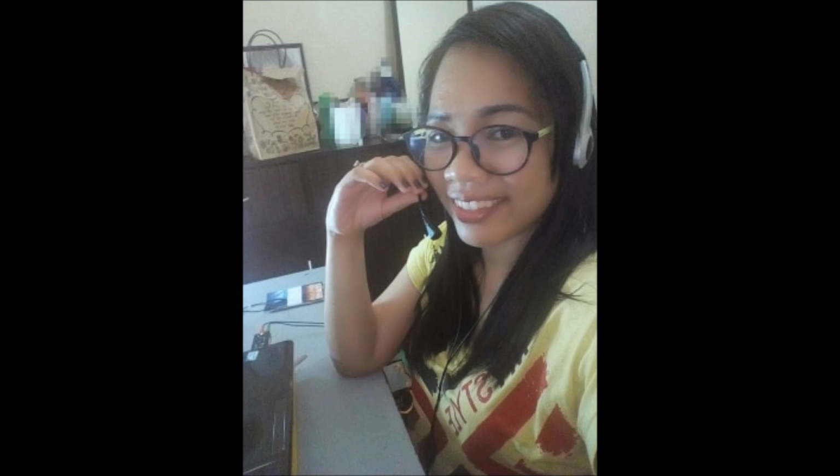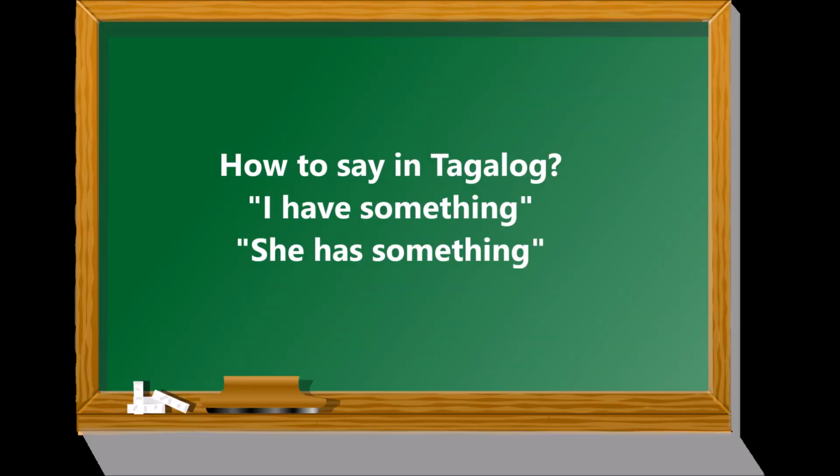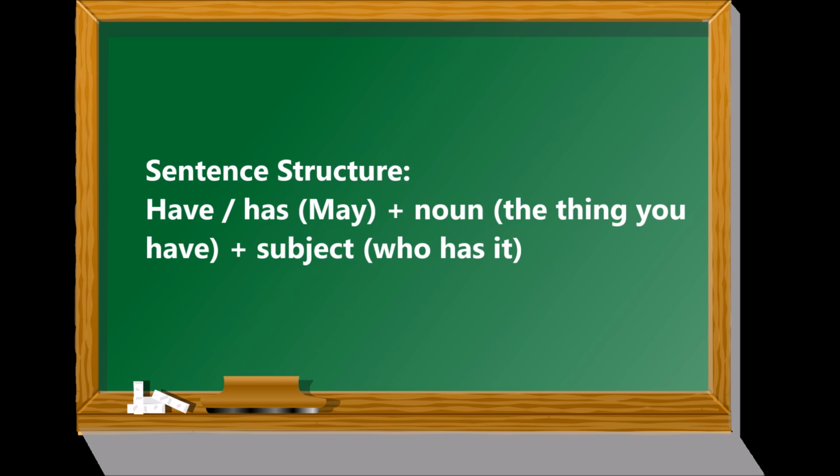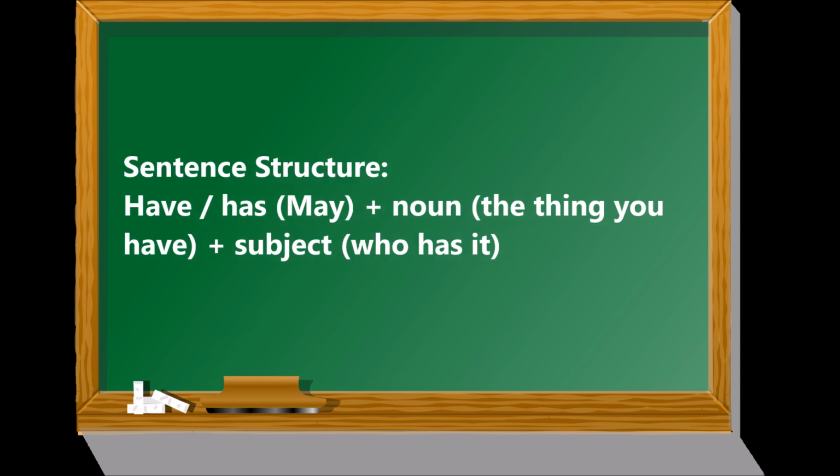Okay, now we have word order or sentence pattern. If you want to tell what you have, or what a person has, we have a structure. It begins with have and has, equivalent, of course, followed by something and the subject. In other words, have and has is equivalent to "may" or "meron."